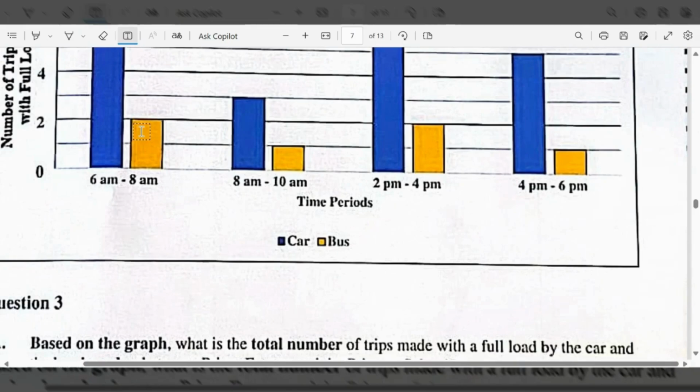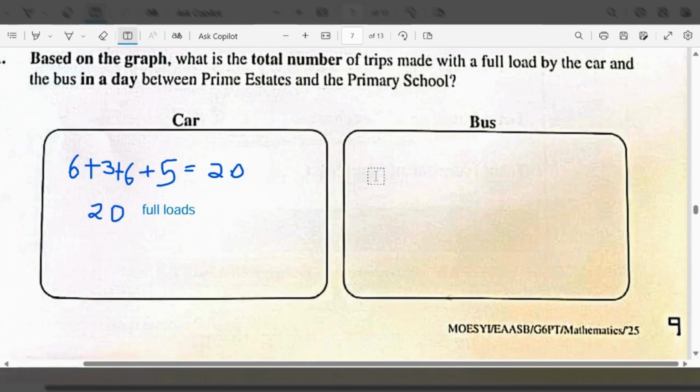From 6 to 8, 2; 8 to 10, 1, that's 3. 2 p.m. to 4 p.m., that's another 2, that's 5 full loads. Plus 1 from 4 p.m. to 6 p.m., so that's 6 full loads. Let's get the 6 right because I already calculated.